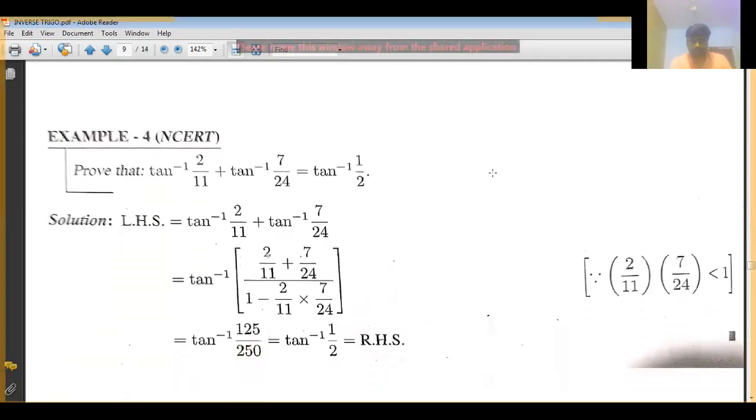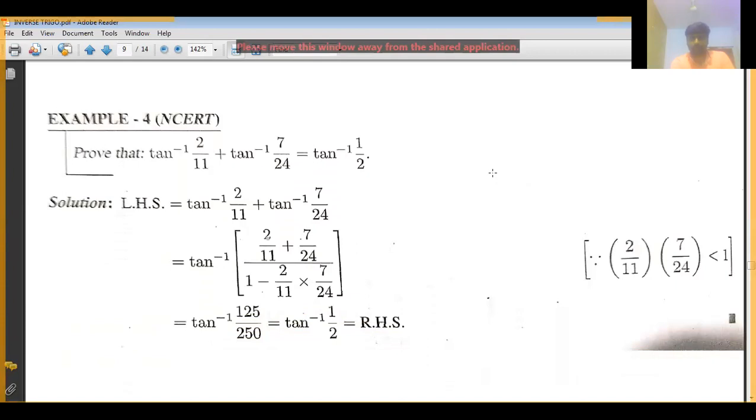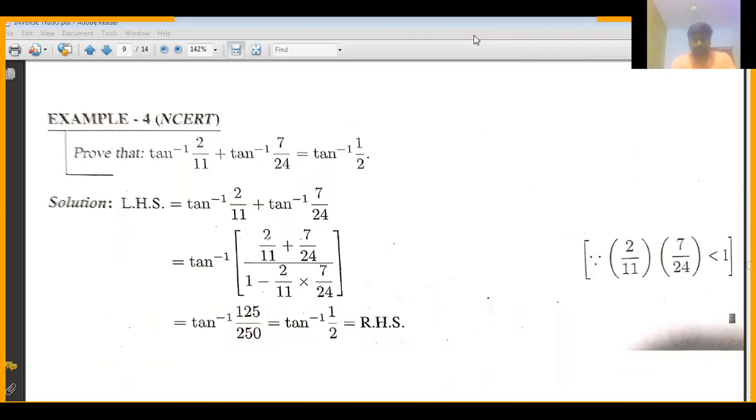Just have a look at that. Tan inverse of 2 by 11 plus tan inverse of 7 by 24 equals tan inverse of 1 by 2. So always remember this thing. Here, prove that, or solve, given.